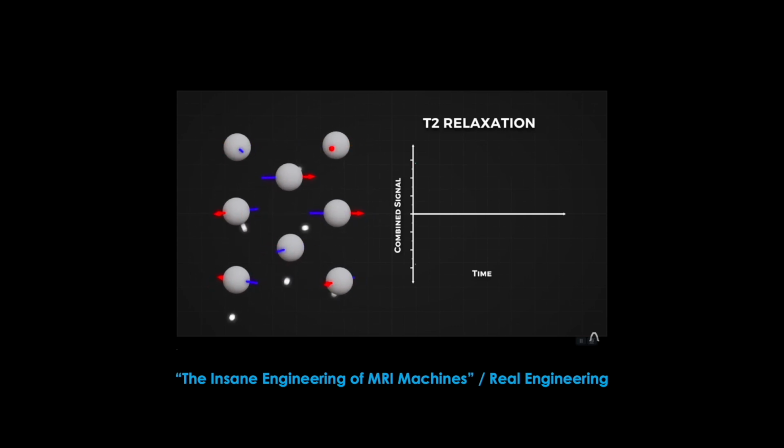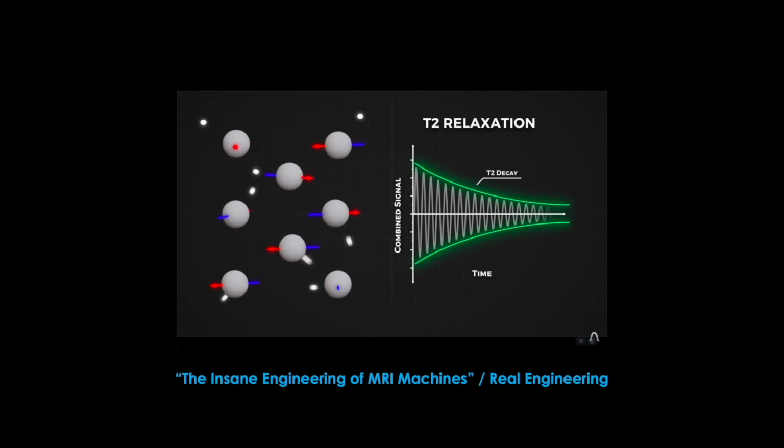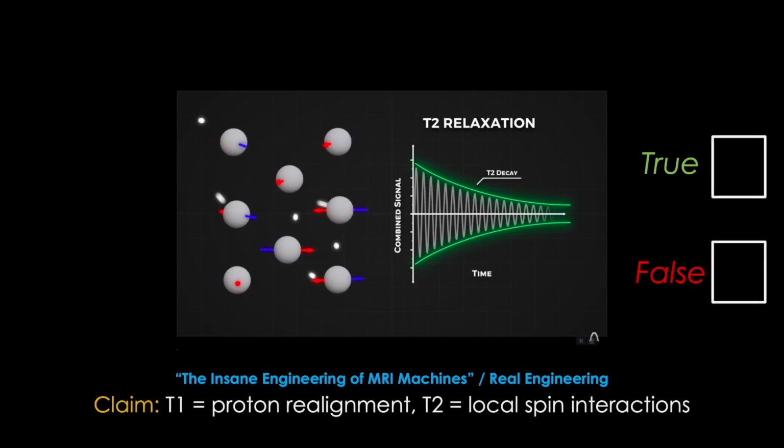Right after the nudging pulse is sent, the small interactions cause the spins to fall out of uniformity. Since the coil can only measure the sum of all of these spiral decays, then the falling out of order would create a decaying signal. This is called T2 decay. Claim. T1 equals proton realignment, T2 equals local spin interactions.